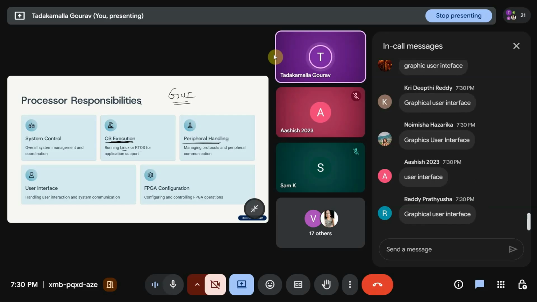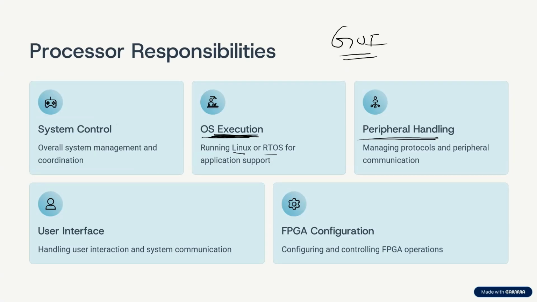Using a simple FPGA, you cannot do all these particular things, right? So you need a processor for system controlling, for the operating system, for peripheral handling, and for running your GUI programs and applications. You definitely need a processor. And for configuration of your FPGA also, depending upon the architecture, we are going to use our processor. So these are my processor responsibilities, right?